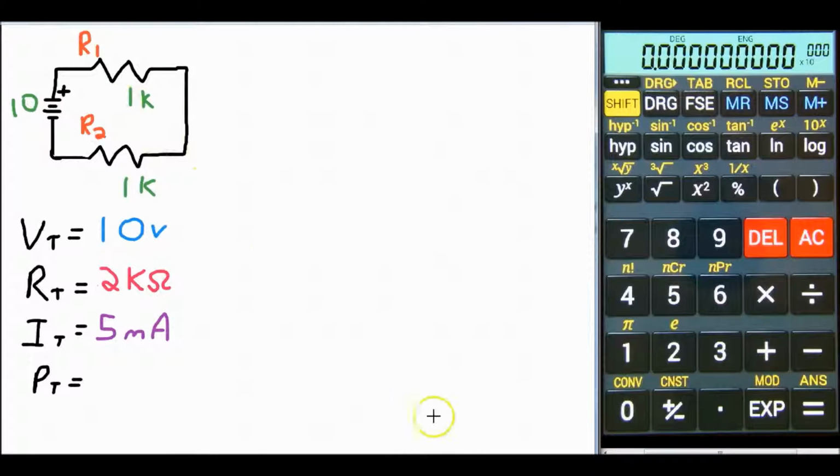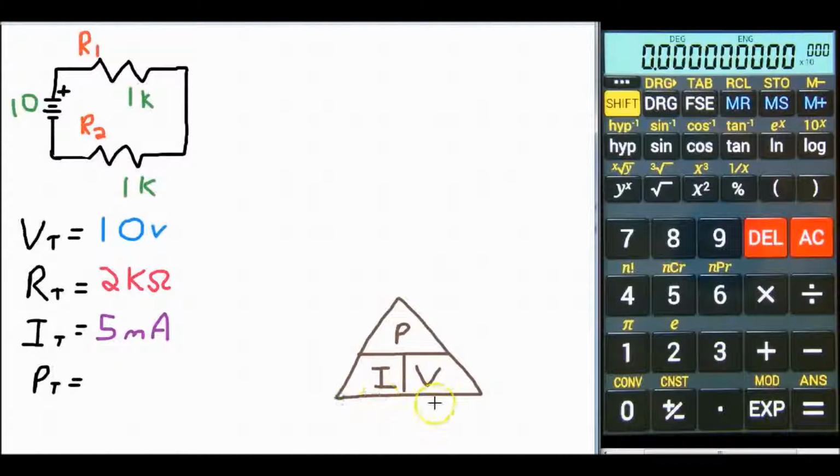As with Ohm's law, we have Watt's law. Our Watt's law triangle states that P, power, is over current and voltage. So like our Ohm's law triangle, we cover up the one we're looking for. In this case, we're looking for P. And it tells us that power can be found by current times voltage.